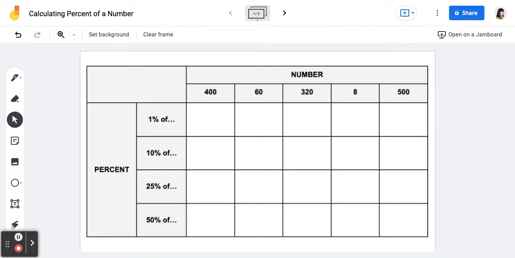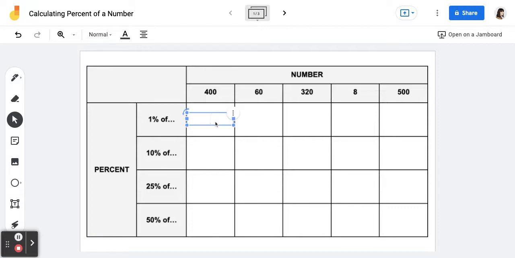Hi folks, I'm going to talk through a few more examples of how to calculate the percent of a number. Remember that these types of calculations are very important in real life. If you go to a restaurant and want to calculate a tip, or you go to a store and need to calculate the sales tax, or the percent of a discount, these are all percent of a number calculations.